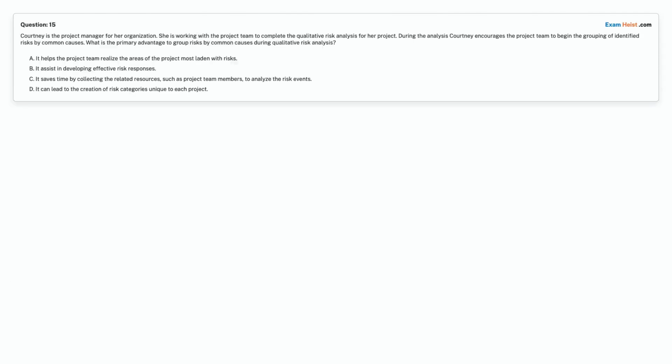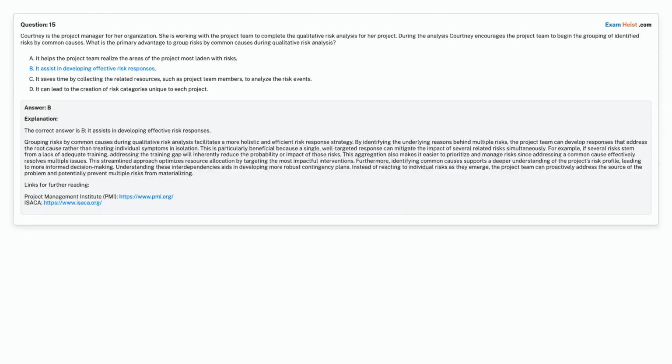Question 15. Courtney is the project manager for her organization. She is working with the project team to complete the qualitative risk analysis for her project. During the analysis, Courtney encourages the project team to begin the grouping of identified risks by common causes. What is the primary advantage to group risks by common causes during qualitative risk analysis? Option A. It helps the project team realize the areas of the project most laden with risks. Option B. It assists in developing effective risk responses. Option C. It saves time by collecting the related resources, such as project team members, to analyze the risk events. Option D. It can lead to the creation of risk categories unique to each project. Choose the correct answer.